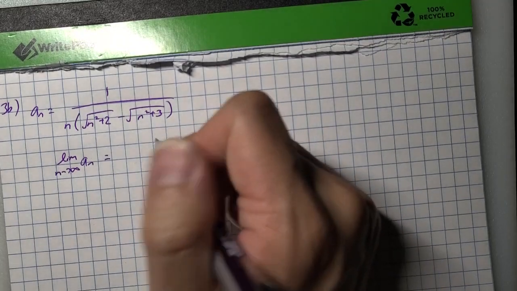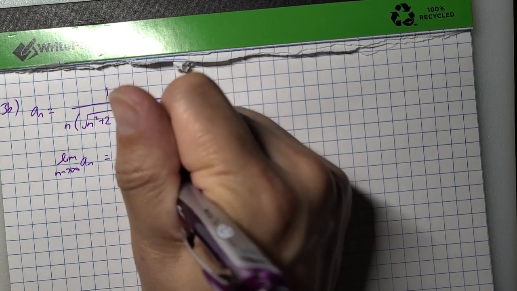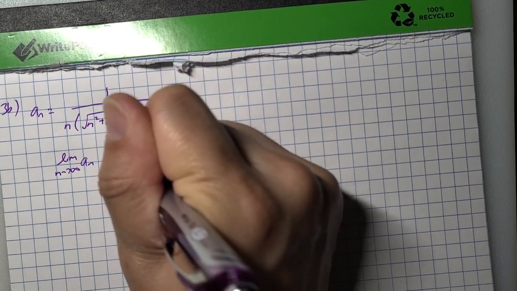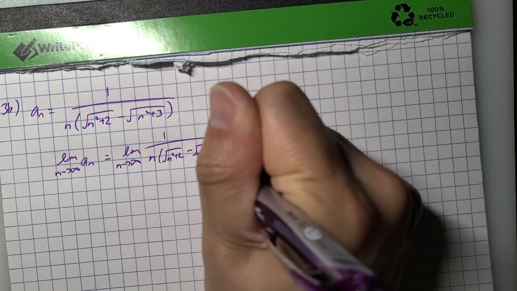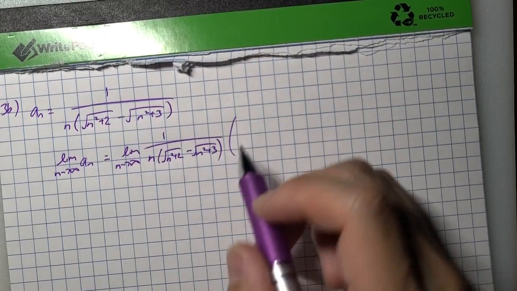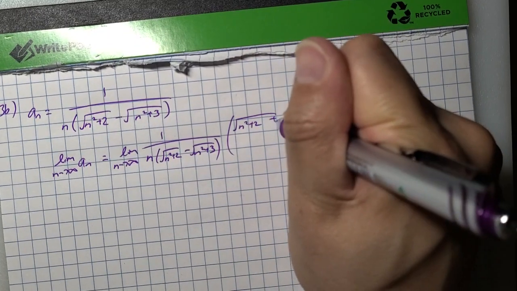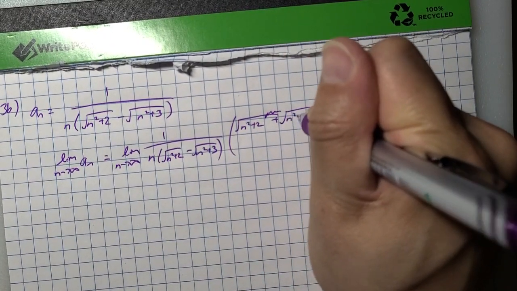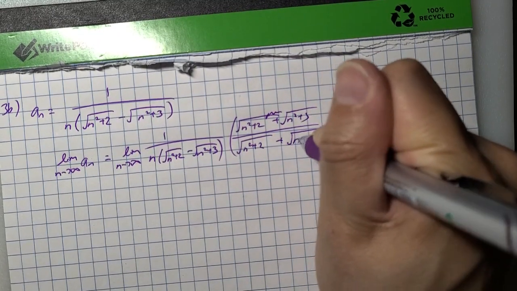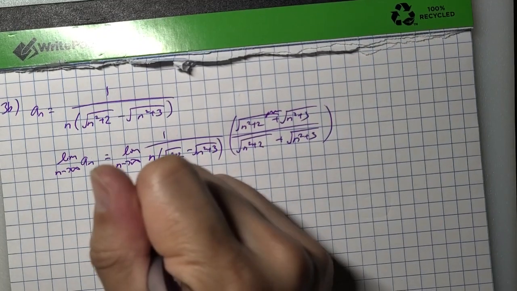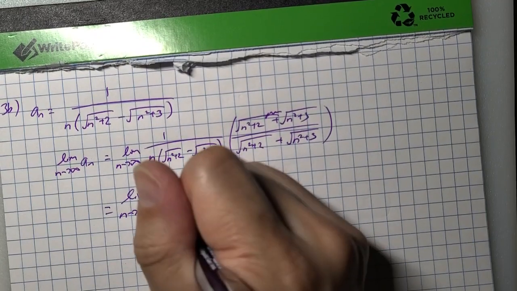Okay. Remember when we have some square root, we like to use conjugates to try to get rid of it. So let's try that. The limit as n goes to infinity of 1 over n times the square root of n squared plus 2 minus the square root of n squared plus 3. Let's multiply the top and bottom by the conjugate, which is the square root of n squared plus 2 plus the square root of n squared plus 3, over the same thing on the bottom. When we do that, let's leave the 1 over n there.